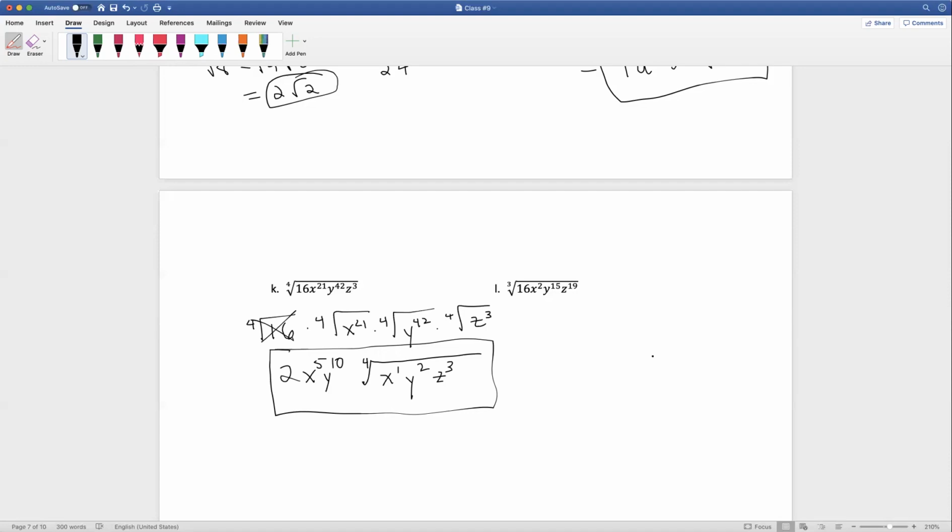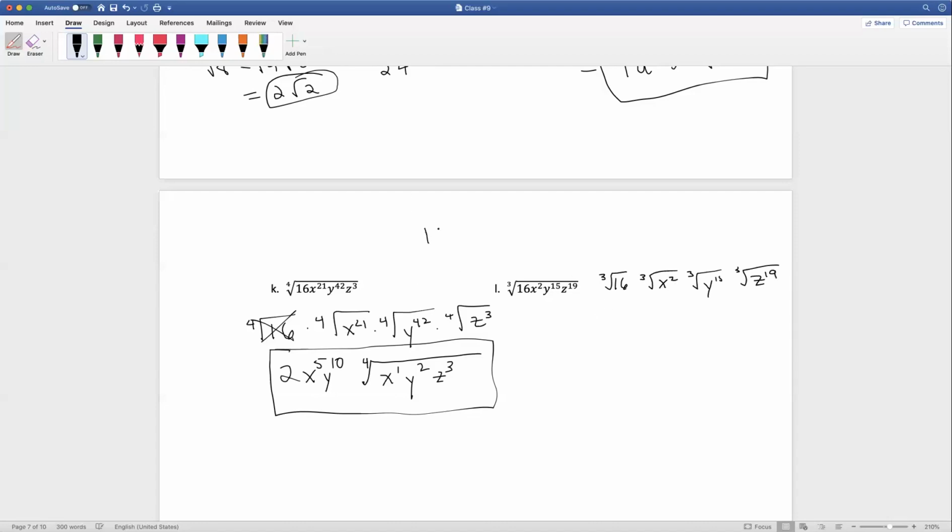Okay, welcome back. Let's take a look at L. We have the cube root, and I'm going to break this up because we have 4 different factors here. We have 16, we have x squared, we have y to the 15th, and z to the 19th. So I'm going to break this up into 4 different terms. Cube root of 16, cube root of x squared, cube root of y to the 15th, cube root of z to the 19th.